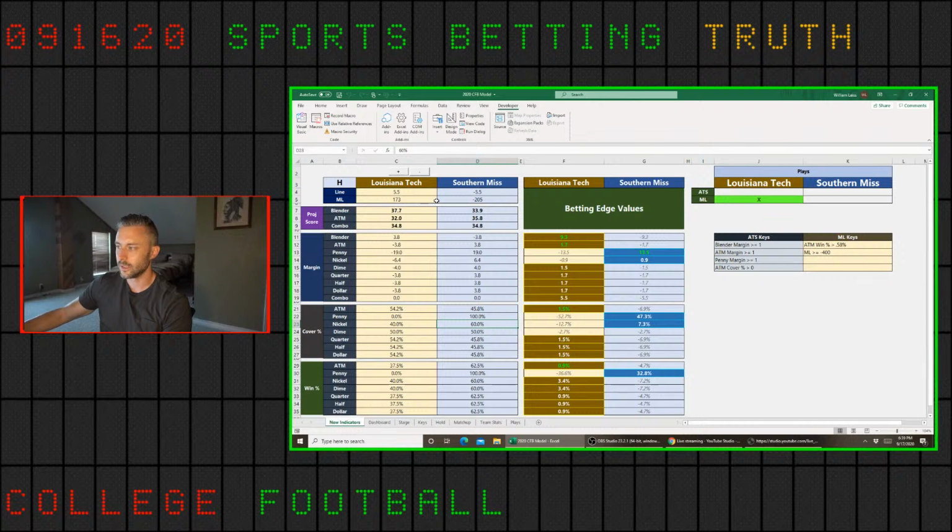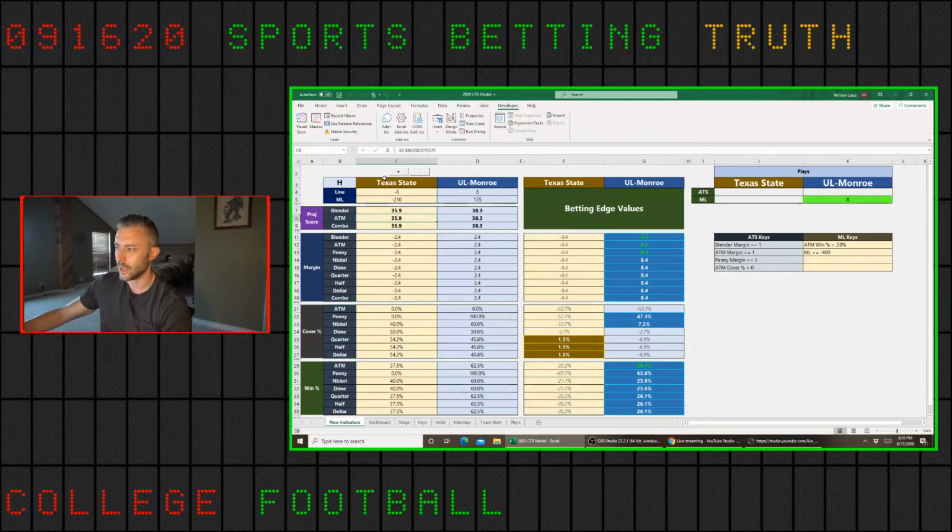So Southern Miss and Louisiana Tech. My model likes Louisiana Tech at plus 173 here, which makes sense. I don't see why Southern Miss is getting this kind of respect after their first game, and Louisiana Tech was actually expected to have a good team this year, so for them to be dogs doesn't make sense.